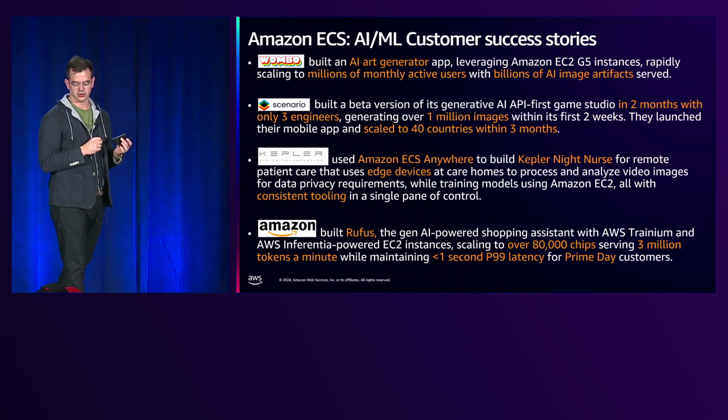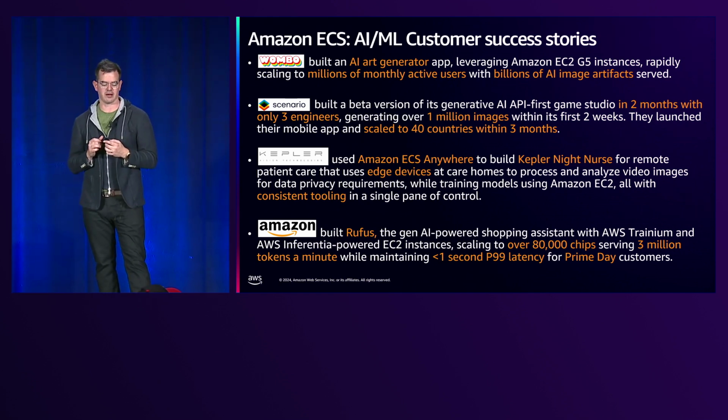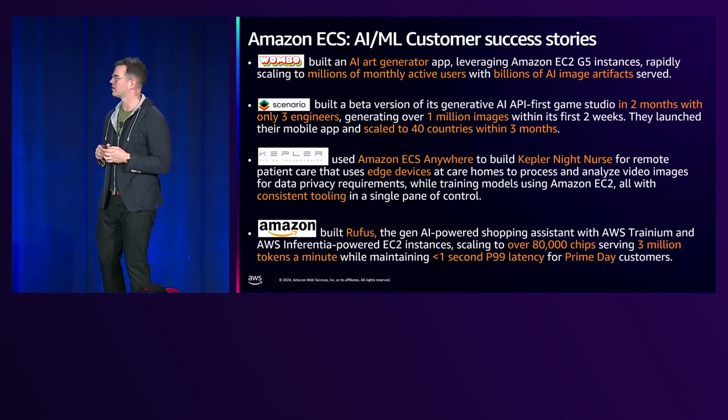Amazon built Rufus using Trainium and AWS Inferentia EC2 instances through ECS. So customers are seeing success today. We are going to show you, through a demo here, how customers can be successful through ECS at scale and the simplicity it offers.